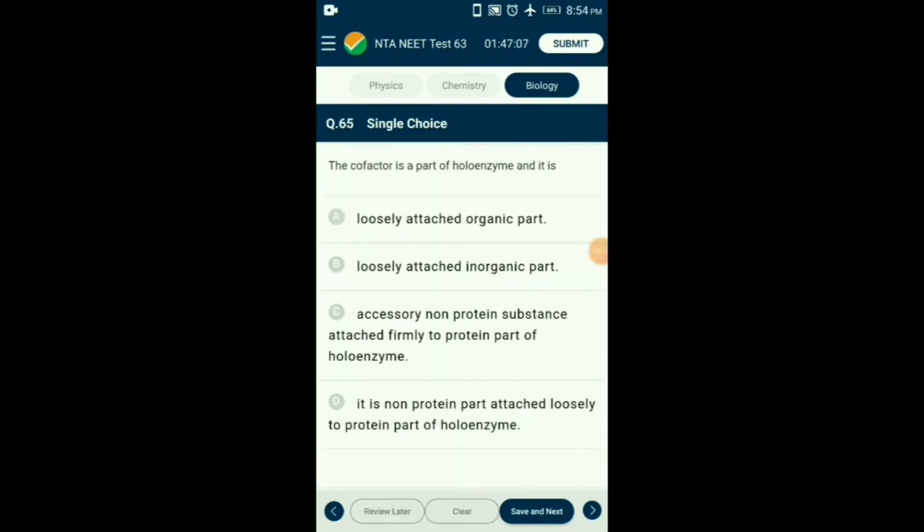Question number 65. The cofactor is a part of the holoenzyme, and it is: the conjugate enzyme consists of protein part called as apoenzyme and non-protein part called cofactor. If the cofactor is tightly attached to apoenzyme, then it is called as a prosthetic group. If the cofactor is loosely attached organic part, then it is called as coenzyme. So the answer for this question is option C. Auxiliary non-protein substance attached firmly to protein part of the holoenzyme.